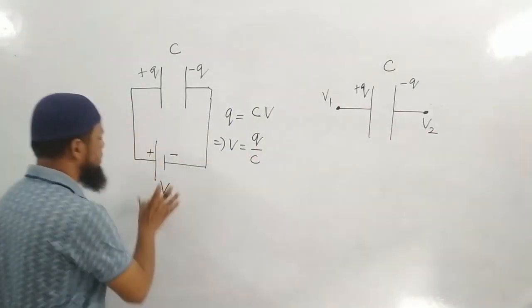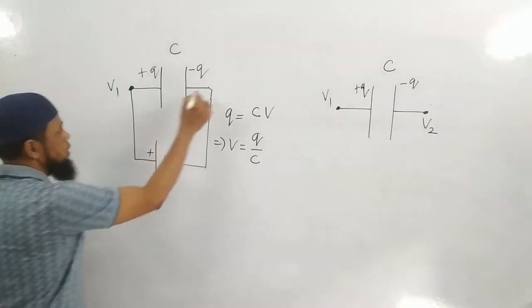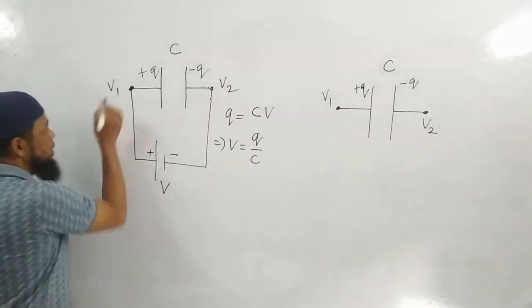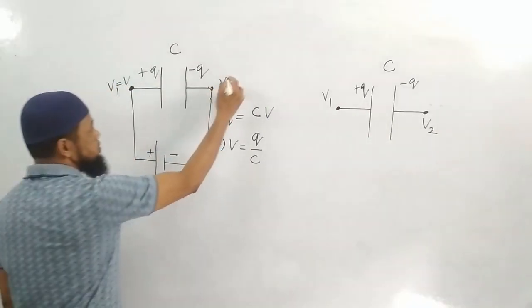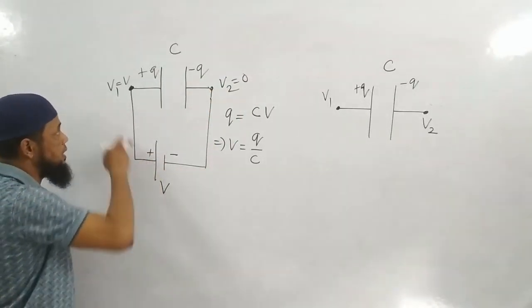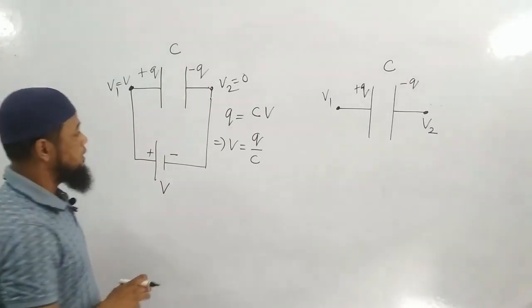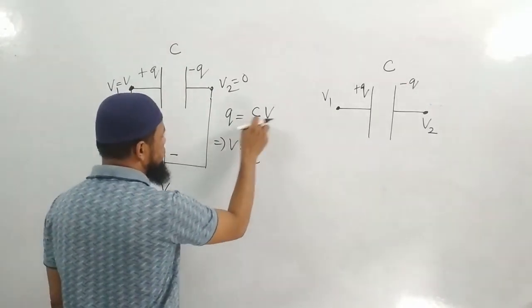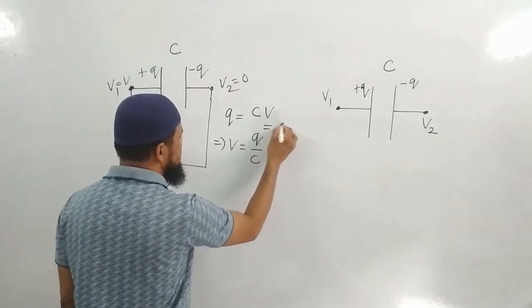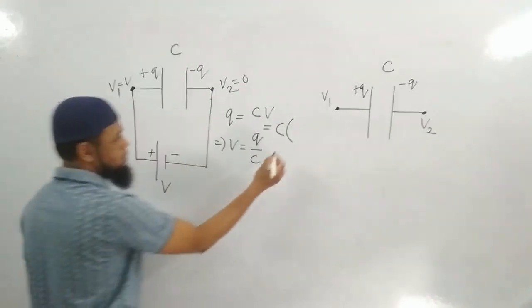For example, in this circuit, if I call the potential here V1 and the potential here V2, then what is V1? V1 is equal to V. What is V2? V2 is equal to 0. The negative terminal we assume to be 0, and the positive terminal we take to be V. Then Q is equal to CV, where V means V1 minus V2.